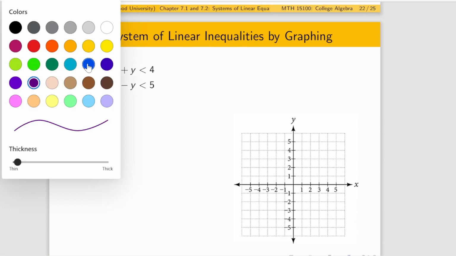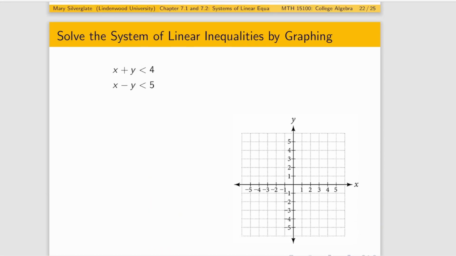This is the same idea. You just have to rearrange them first because they're currently not arranged in y equals mx plus b format. So for example, for x plus y is less than 4, I might subtract x first. y is less than -x plus 4. So I'm going to start at 4, then move down 1, right 1, down 1, right 1, and then up 1, left 1 in the other direction. And this one's going to stay dotted.